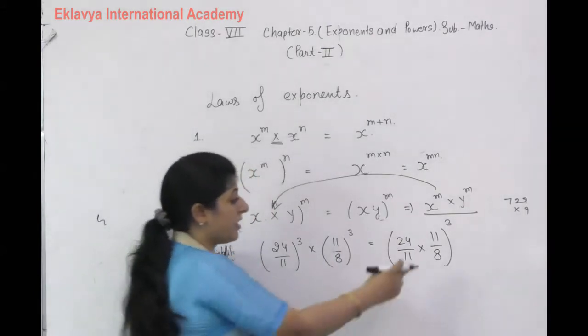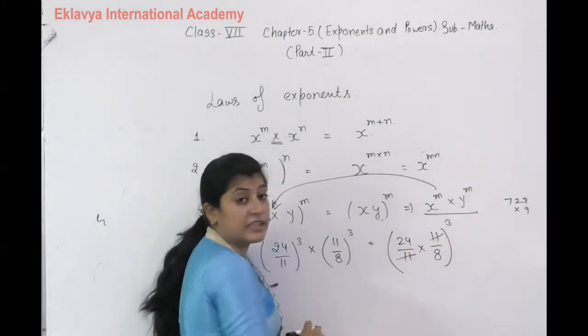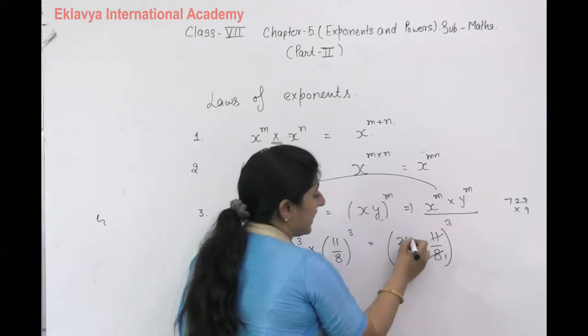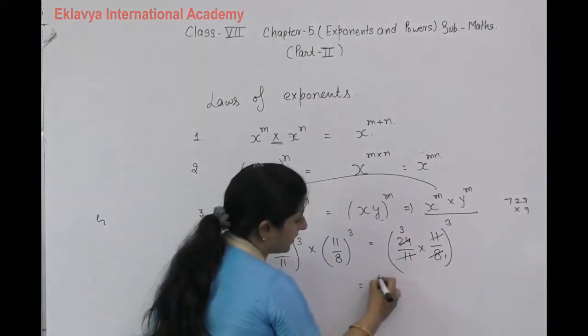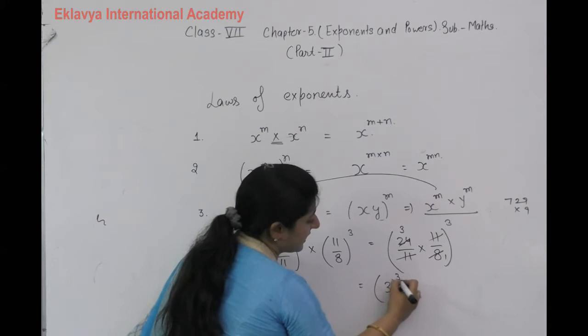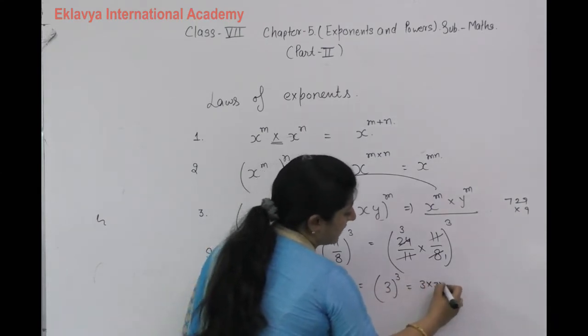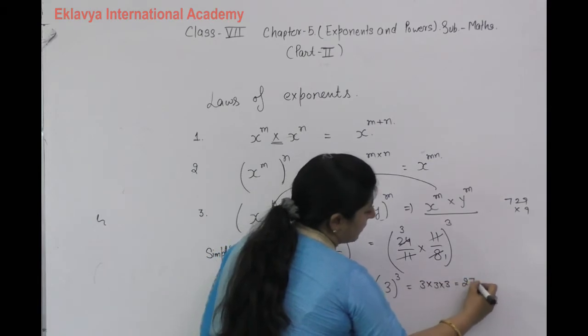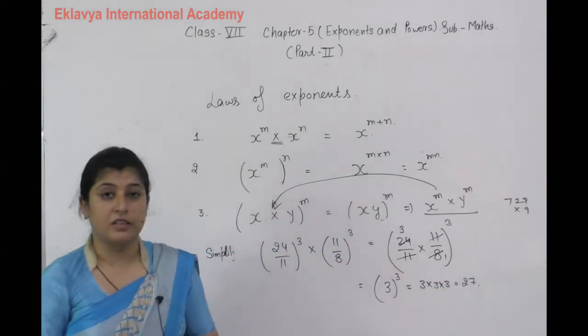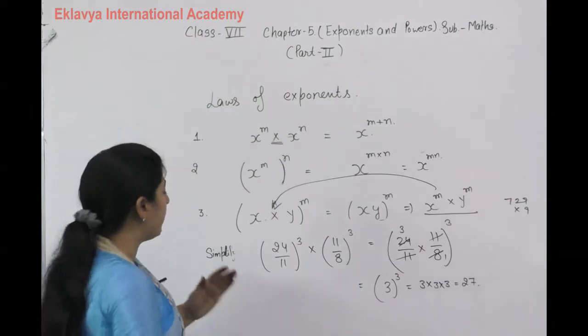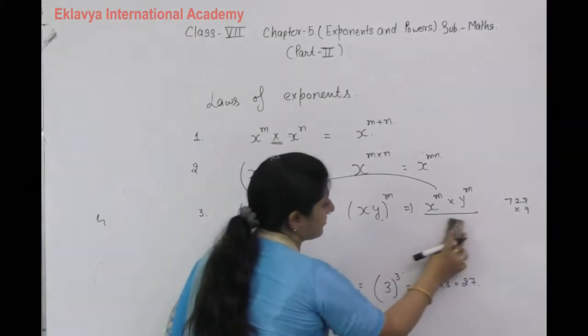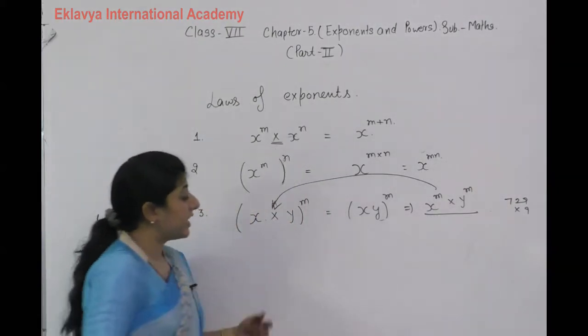Now solve it. 11 and 11 cancel. 8 ones are 8, 8 threes are 24. Then your answer is 3 power 3, that is equal to 3 multiplied by 3 multiplied by 3, which is equal to 27. So this type we will simplify also. Okay, let's take another example.